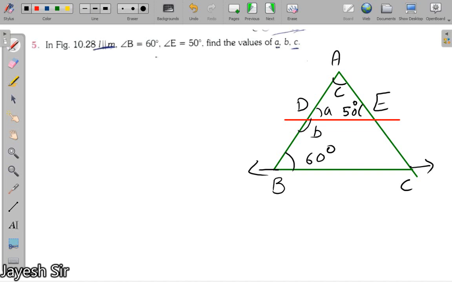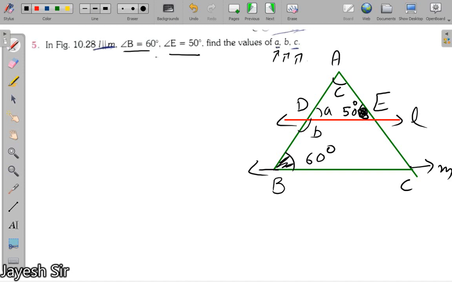Okay, so let's see what the question is saying. The question is saying that lines L and M are parallel. This red line is L, and this green line is M. These two are parallel lines. Angle B is 60 degree, and angle E is given as 50 degree. We have to determine the values of A, B, and C.